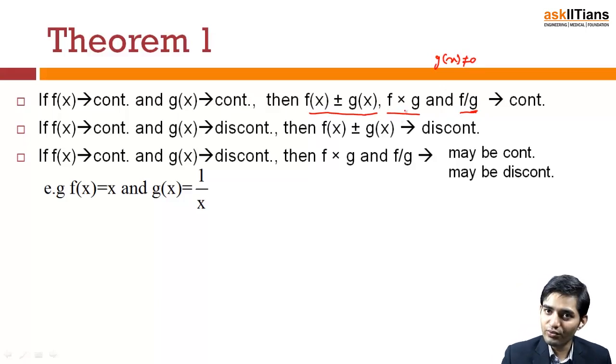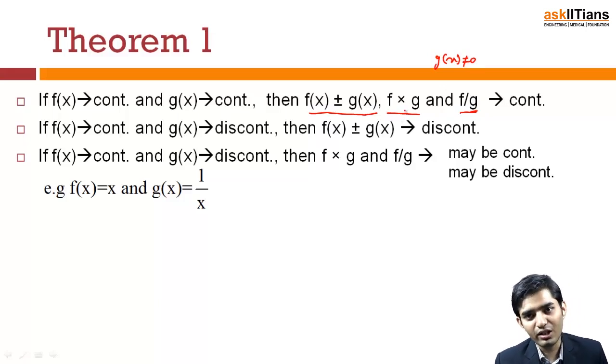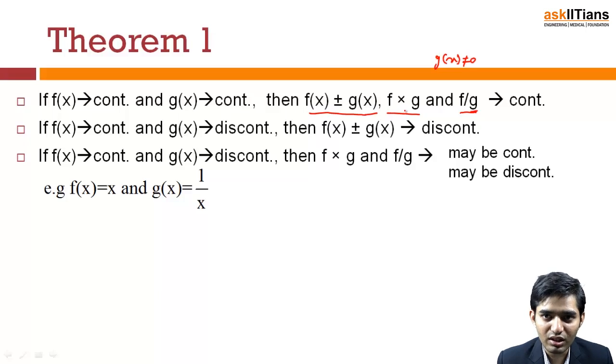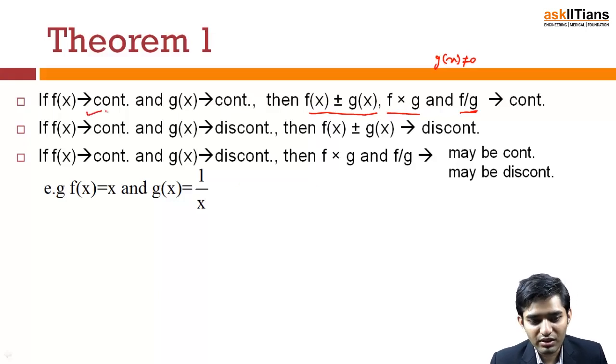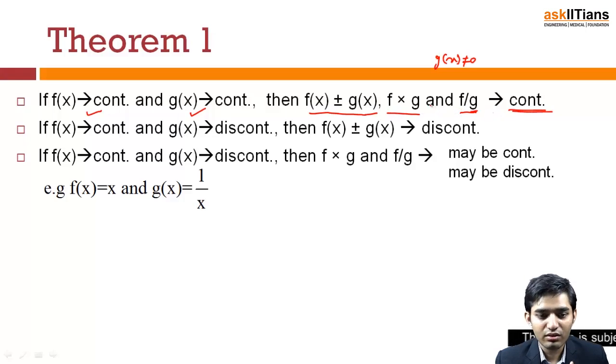So if there are two continuous functions, f(x) continuous and g(x) continuous, then its addition, division, subtraction, multiplication, everything will be continuous. If we add, divide, subtract or multiply the two functions, all of them will be continuous only. If f(x) is continuous and g(x) is continuous, then f(x) plus g(x), f(x) minus g(x), f(x) into g(x), and f(x) divided by g(x) will also be continuous. This is the first part.